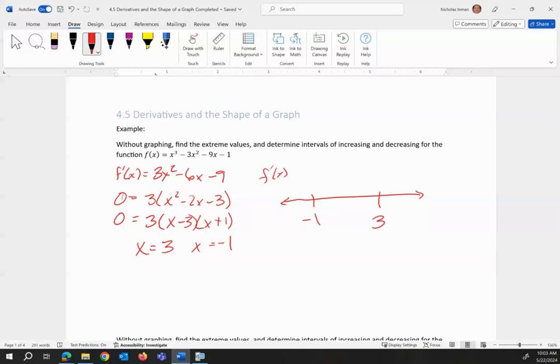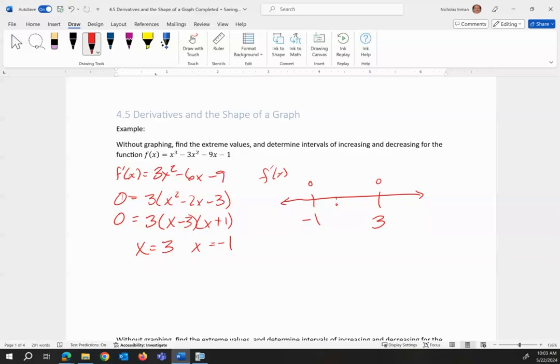Okay, but we also then want to find our intervals of increasing and decreasing based on this. So I know my slopes here are zeros. But what about if we put a number in between these two things? Is the slope positive or negative? I know it's not 0 in between these two. So let's pick a number in between -1 and 3. A good number to choose would be like 0.